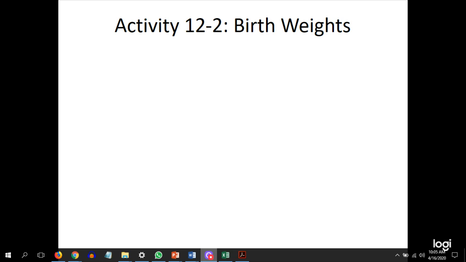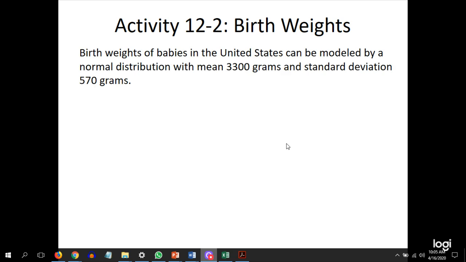Okay, or maybe complicated is not the right word, but we have to do a little bit of thinking about how we're using our table, and how we're thinking about things. Right, so we've got the same scenario, where the birth weights of babies are modeled by the normal distribution. So we've got our curve with mean 3,300 grams and a standard deviation of 570 grams. So we've got that picture in our head.